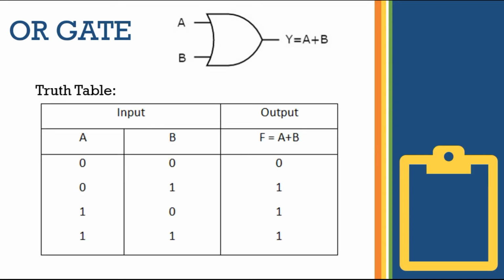In the truth table of the OR gate, you can see A and B are inputs, and F is the output. The output will be true if any one of the inputs is true. And if both of the inputs are false, the output will be false.